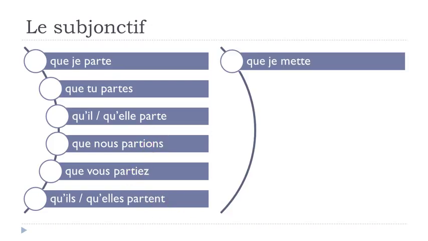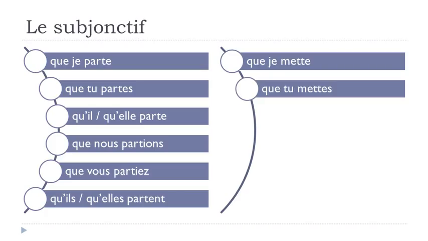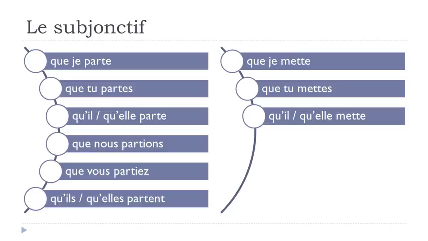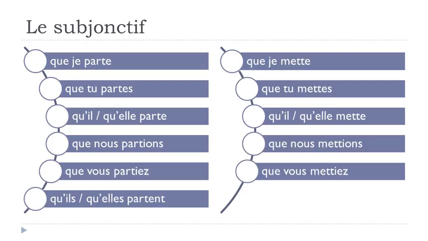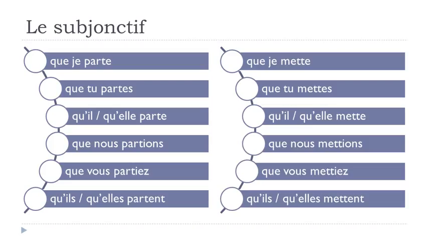Let's take another example. The verb mettre, to put: que je mette, que tu mettes, qu'il mette, qu'elle mette, que nous mettions, que vous mettiez, qu'ils mettent, qu'elles mettent. So you can see that for these verbs, it's exactly the same thing. The first part will stay the same. You just need to put the endings according to what we saw previously: es, ions, iez, ent.